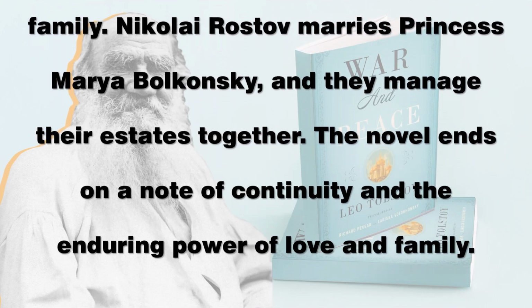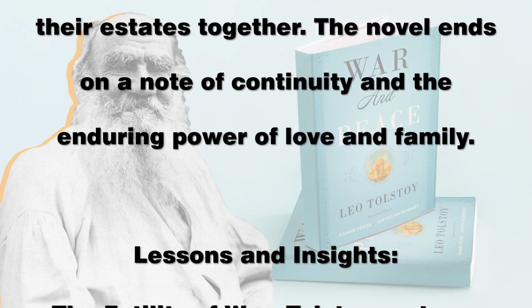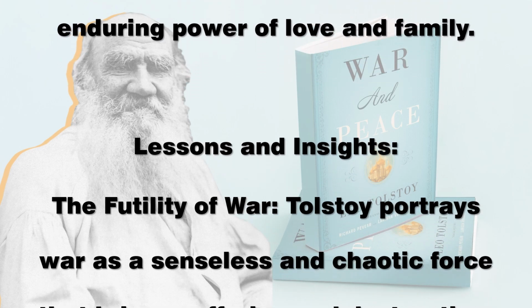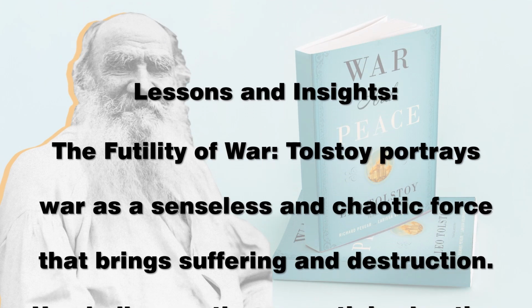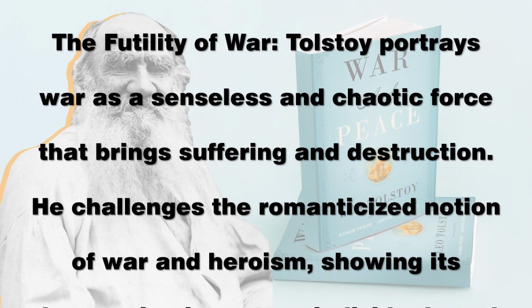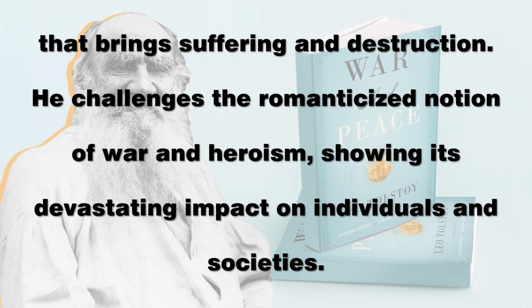The epilogue explores the lives of the characters several years later. Pierre and Natasha are married and raising a family. Nikolai Rostov marries Princess Maria Bolkonsky, and they manage their estates together. The novel ends on a note of continuity and the enduring power of love and family.